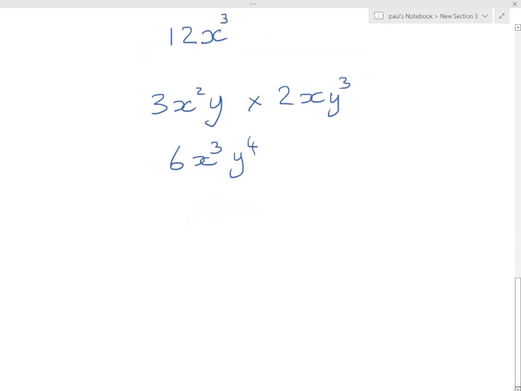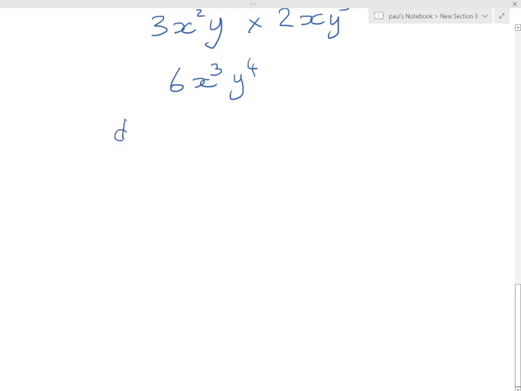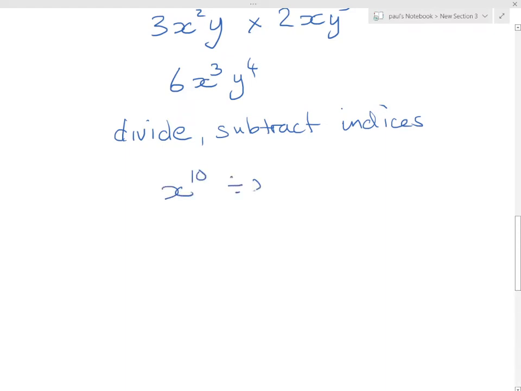Now, consequently, when you divide, you subtract the indices. So if you have x to the 10 divided by x to the 6, that would be x to the 10 minus 6 is 4.